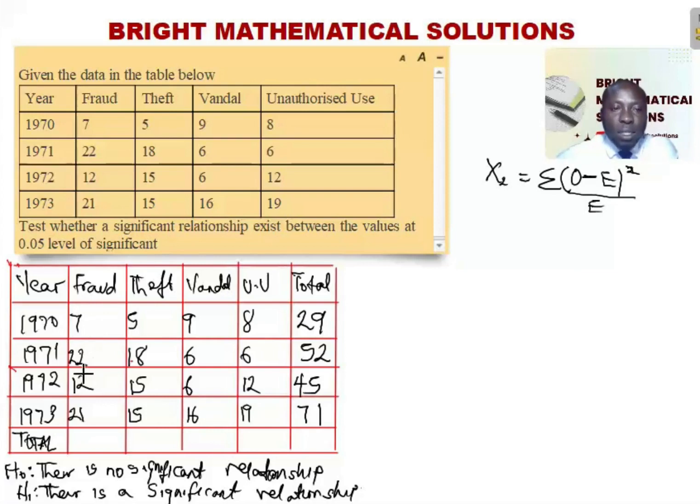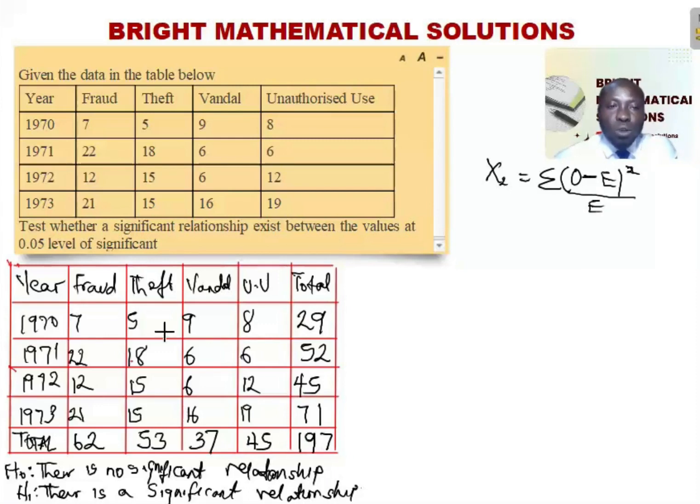So we're going to add the columns as well, each column. So we have 7 plus 22 plus 12 plus 21. So this gives 62. So 5 plus 18 plus 15 plus 15. So this gives 53. So 9 plus 6 plus 6 plus 16. This gives 37. 8 plus 6 plus 12 plus 19. And this gives 45. So the addition of everything on the rows and the addition of everything on the columns must be the same thing. And that gives us the grand total, which is 197.